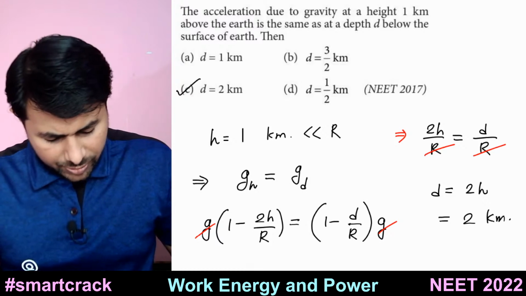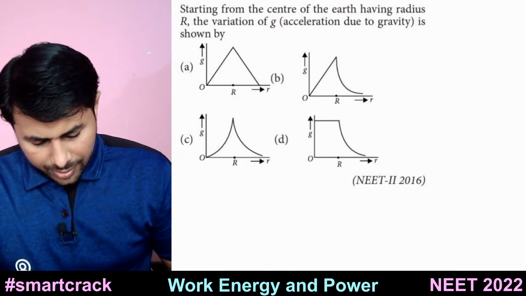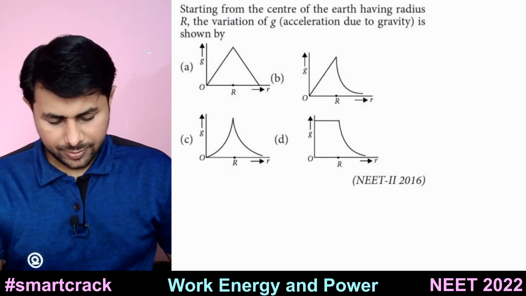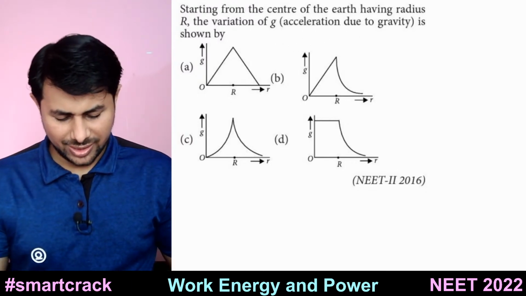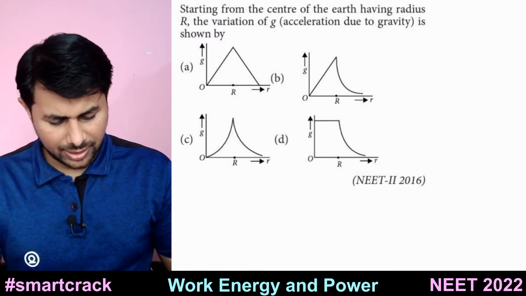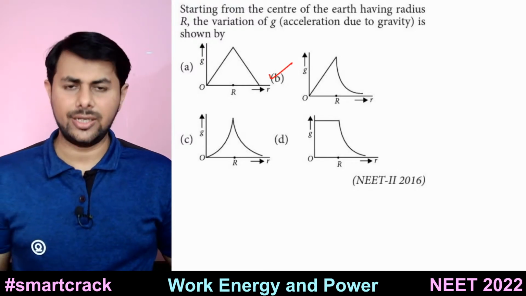Yes, so let's move on to the next problem. The next problem is: starting from the center of earth having radius r, the variation of g is shown by which graph? Okay, so we have seen this. I had drawn the graph and I told you the graph is important, memorize it. So option B is the answer.